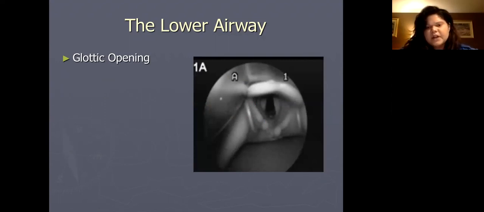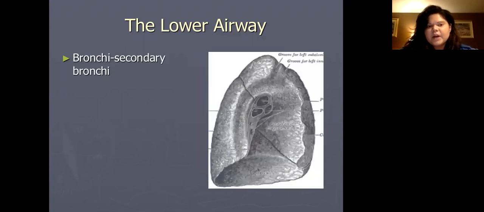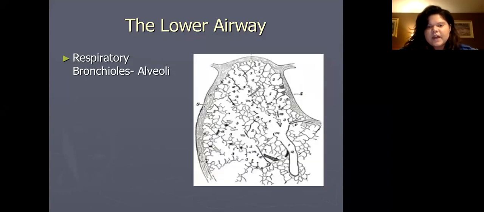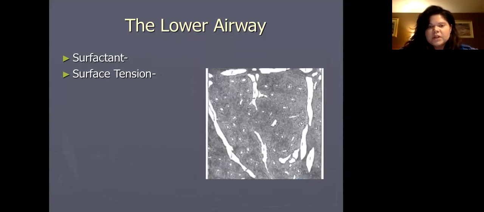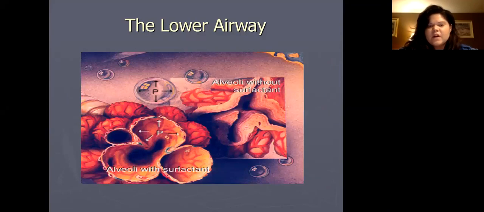We'll have to be able to differentiate all the different anatomy that are in the lower airways as well as the upper airway. This is just an image of your secondary bronchi, and then the bronchioles and the alveoli. From this presentation, the alveoli are the functional unit of respiration. Very important to know. And this is just surfactant that has to do with surface tension. These are different images of alveoli that have surfactant and that don't have surfactant.